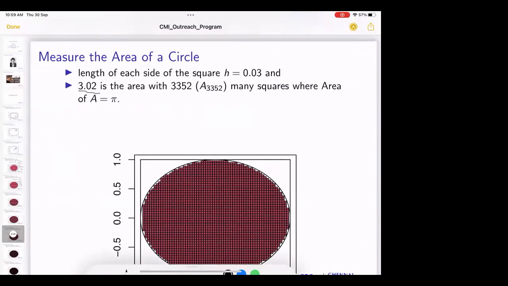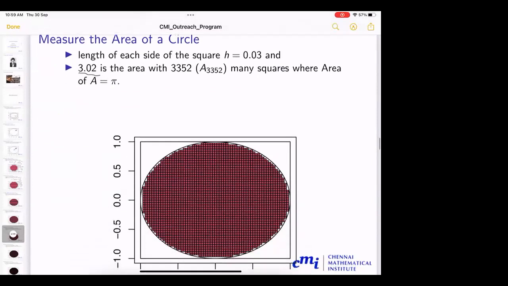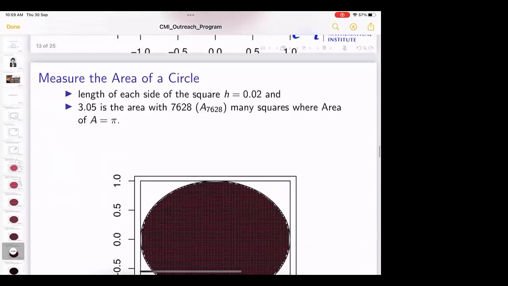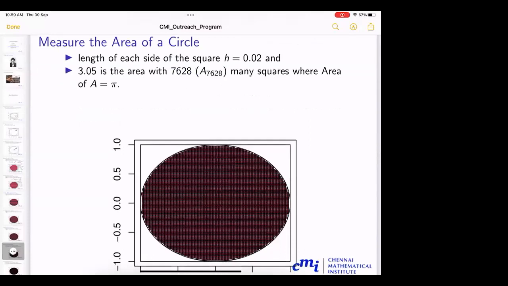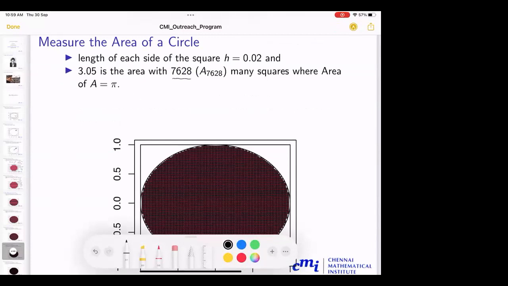And then I push it to 0.02, and it turns out there are 7,628 such squares you can inscribe in the circle. But technically you can still see there are areas which are not covered. Correct? So these are the areas you can see, there are areas which are not covered.